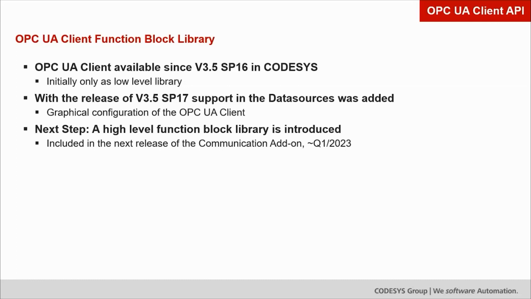The next step now will be to provide a high-level function block library for the OPC UA client, which is better suited for use cases where an API or some kind of dynamic configuration is required and the graphical client is not suitable. This new library will be part of the communication add-on and not of the IIoT libraries, simply because most other OPC UA related functionality is already part of the communication add-on, and so we decided to bundle this library in this add-on as well. The target release will be in the first quarter of 2023.